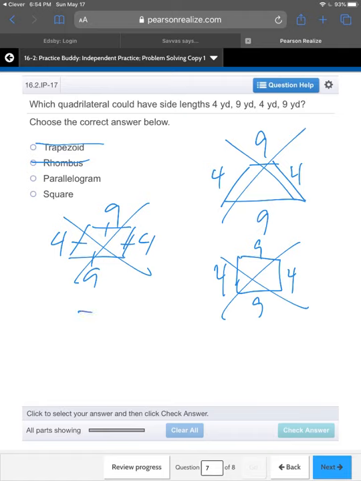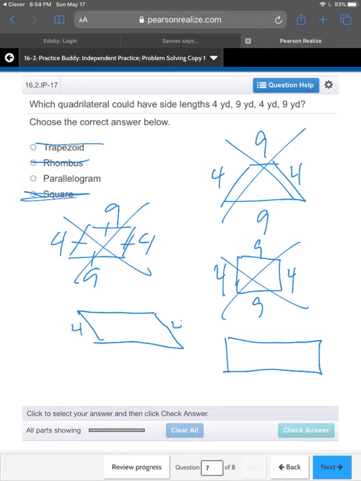So let's talk about a parallelogram. Remember, a parallelogram could be a rectangle. These two are examples of parallelograms that you could do it with, because it doesn't say anything about 90-degree angles here. So we know a square is not going to work. Let me explain why a parallelogram works. If I have 4 here, I have 4 here. If I have 9 here, I have 9 here. That would work. Same thing here: 4 on the left, 4 on the right, 9 on the top, 9 at the bottom. These would work, and both of these are parallelograms.